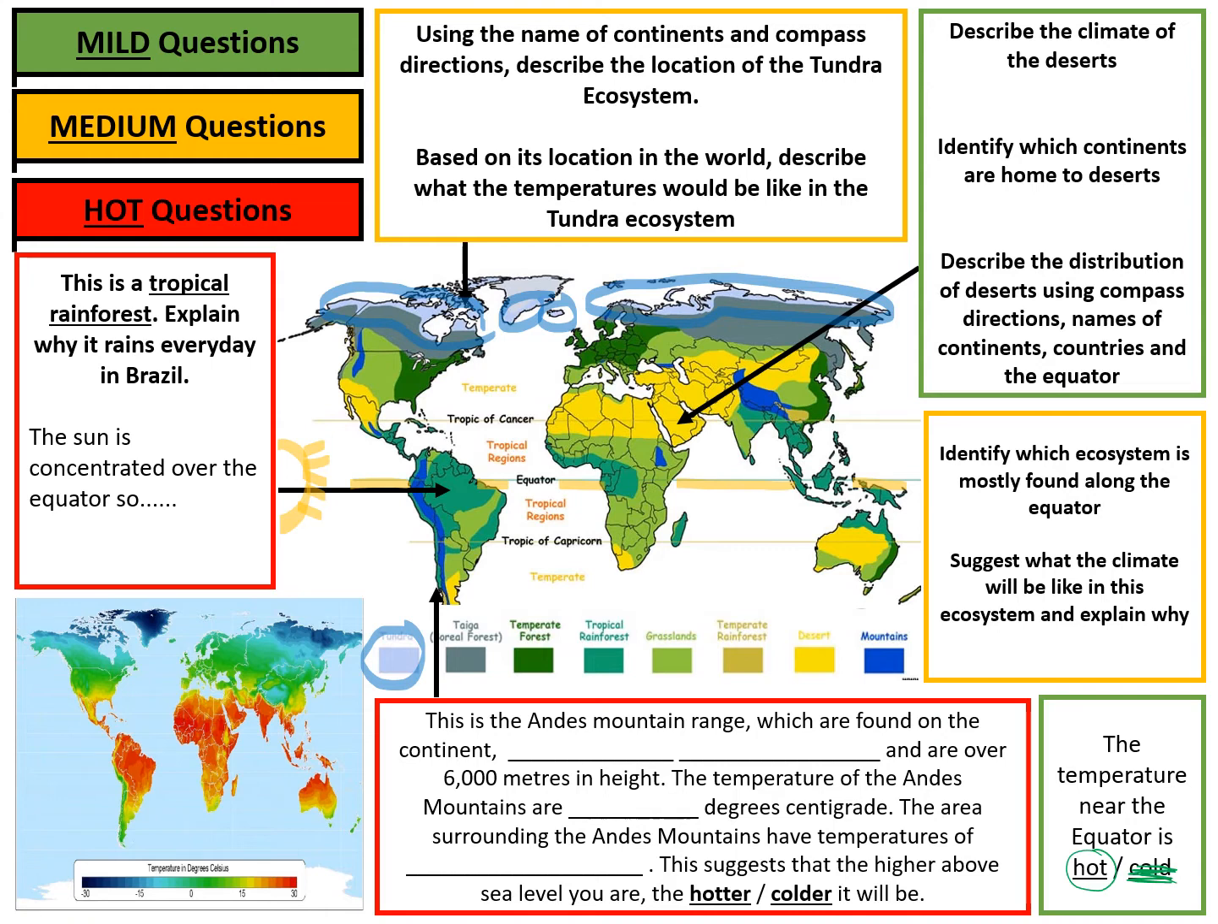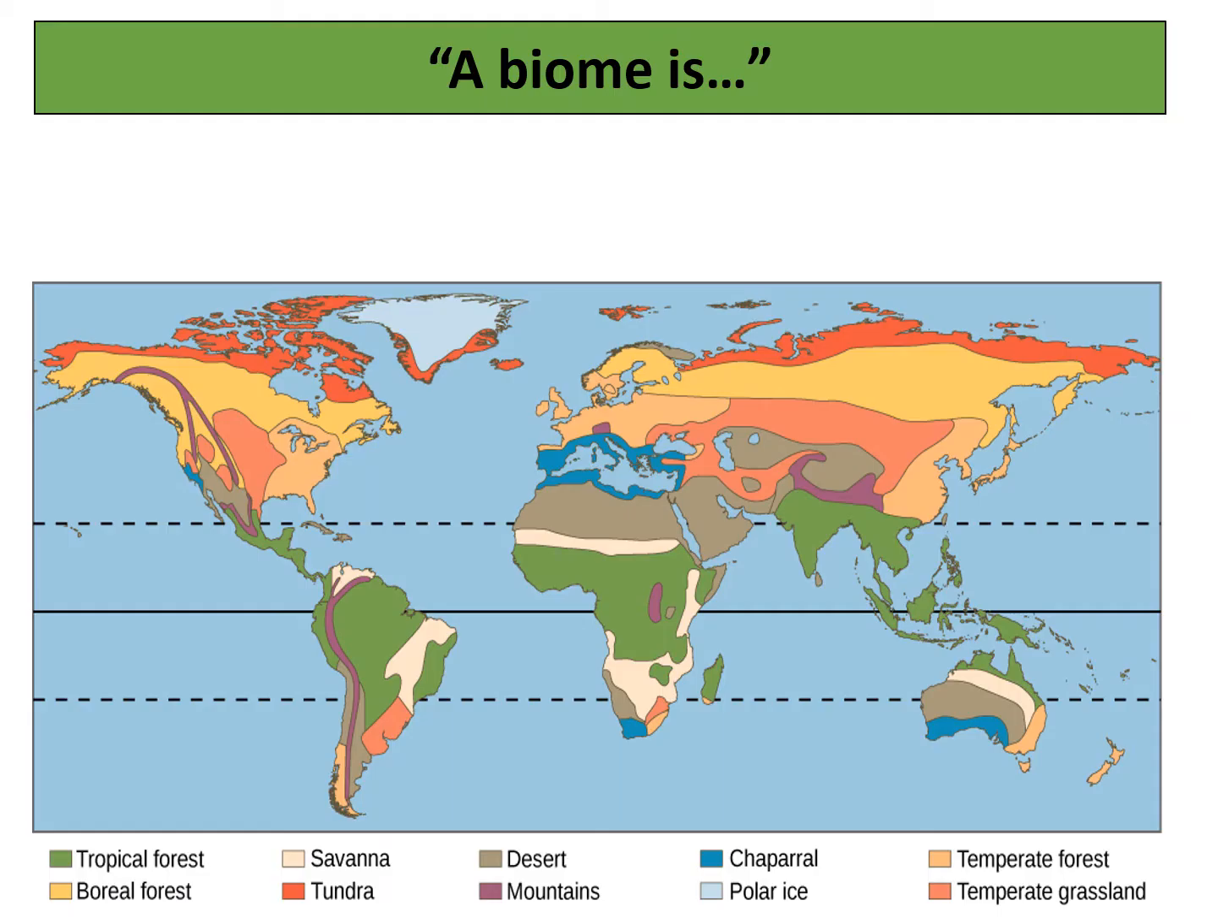And then have a go at completing the other questions using everything on the screen. If there's any questions that you can't answer, maybe write them down, and then by the end of the lesson, you should be able to answer them because we are covering things like this one here. So this is a tropical rainforest, explain why it rains every day in Brazil. We're going to be looking at that throughout this lesson. So pause it here, complete the questions, and then carry on watching the video.